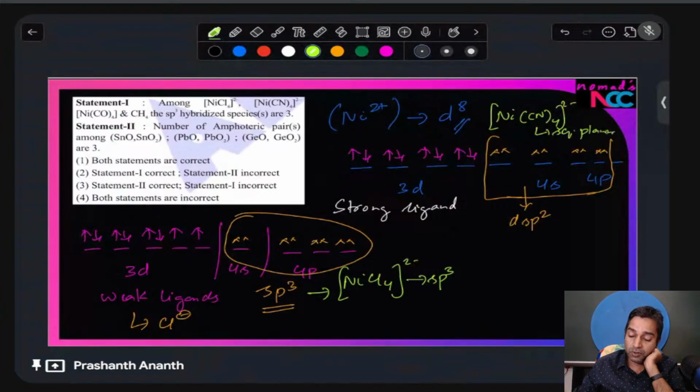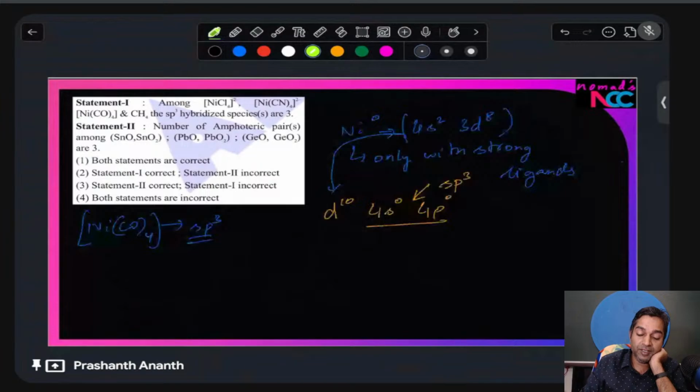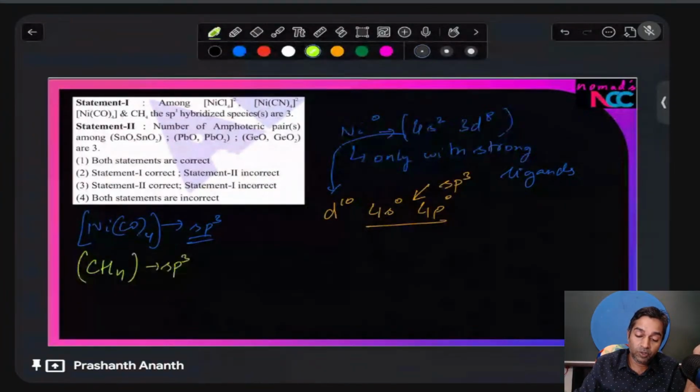Okay, all right. So what are the other sp3 species here? Methane is of course going to be sp3. So the number of sp3 or tetrahedral species is going to be 3. Not [Ni(CN)4]2-, really. It is going to be [NiCl4]2-, Ni(CO)4 and methane. These three are sp3 hybridized. So this statement is correct. So statement 1 is correct.